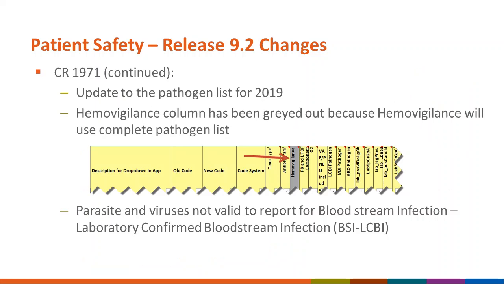A few notable changes to the pathogen list is being updated to the 2019 business rules. The HV column is being grayed out now because it will use the complete pathogen list, and parasite and viruses will no longer be valid for BSI LCBI. And if we can go to the next slide.